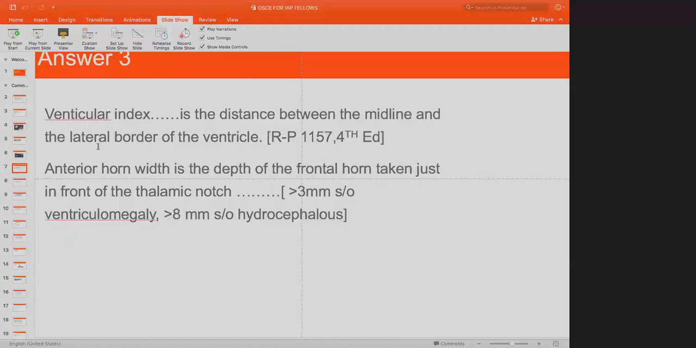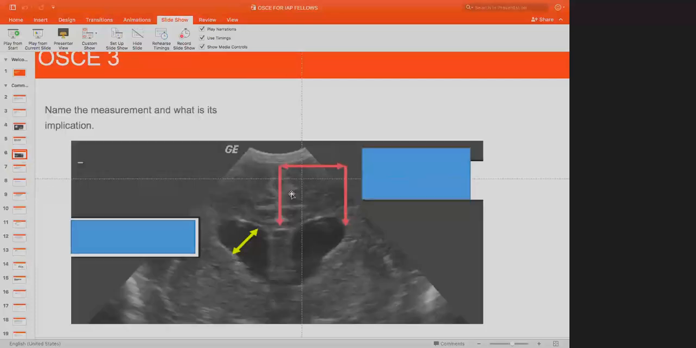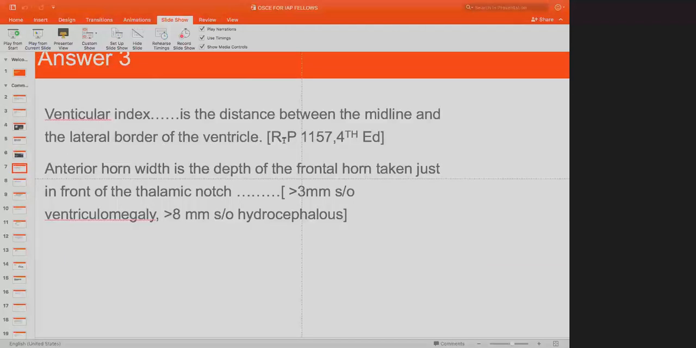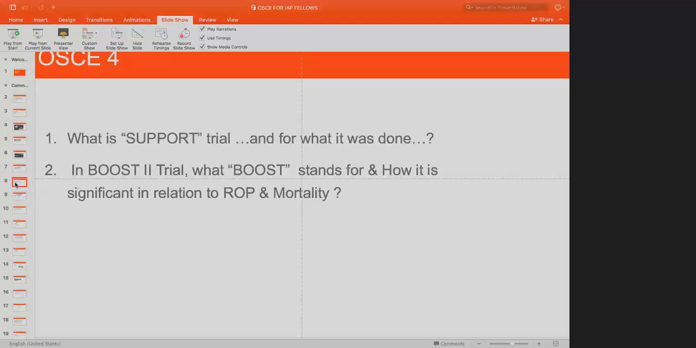So the answer for this is, the first one is ventricular index. It's the distance between the midline and the lateral border of the ventricle. And the second one is anterior horn width. It's the depth of the frontal horn taken just in front of the thalamic notch. So more than 3 millimeters is suggestive of ventriculomegaly and more than 8 millimeters is suggestive of hydrocephalus. I think most of the delegates have answered this correctly in the chat box.